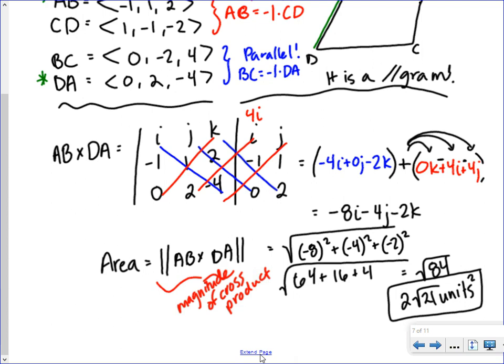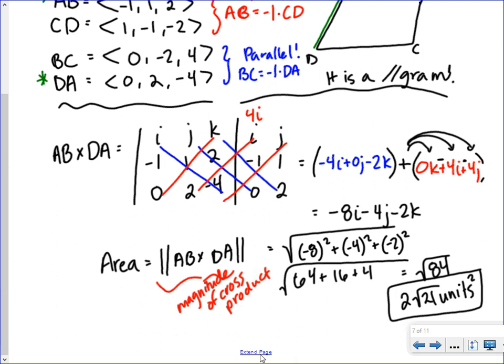If you have pairs of opposite sides, then you can do the cross product. It doesn't take long. And then find the magnitude of that cross product. If you found that it wasn't a parallelogram, you would not be able to find the area. We don't have the area formula for other quadrilaterals.